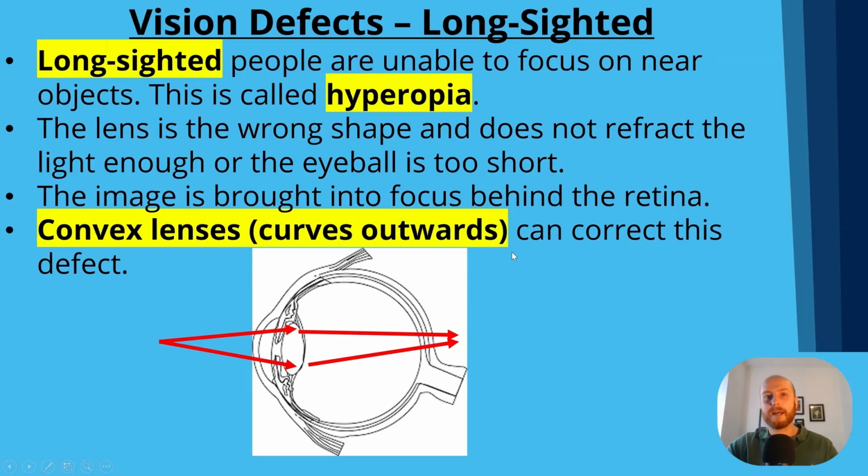And I'm going to show you a little image of a convex lens now. You can see that it curves outwards, it almost bulges out, so that we have more refraction of the light to make those light rays converge on the retina.